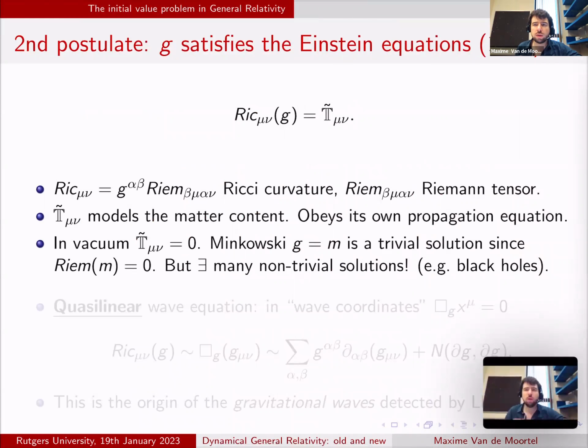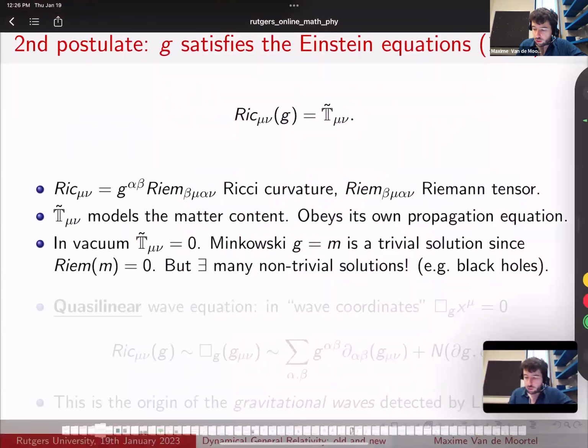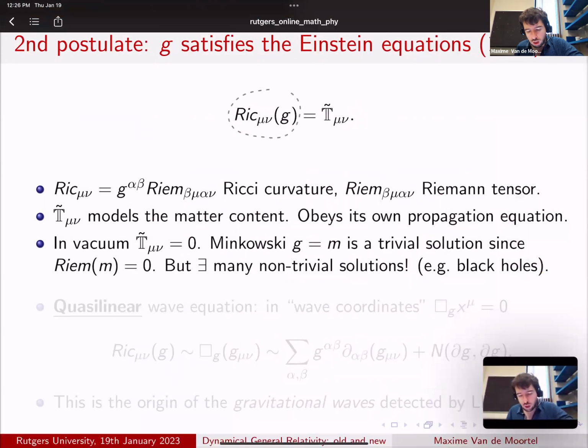Now let me talk about general relativity itself. The postulate of general relativity is that spacetime obeys the Einstein equations. The Einstein equations relate the curvature to the content of matter in presence. The curvature is in fact only the average of curvature, so the trace, the Ricci tensor. And T represents the energy, more precisely the stress energy of the matter field that you have.